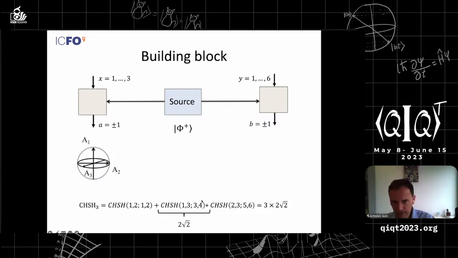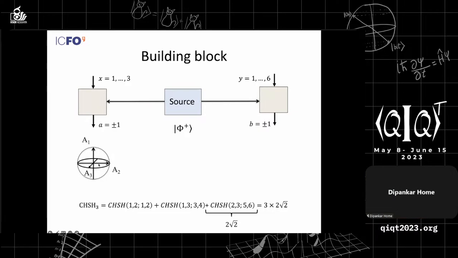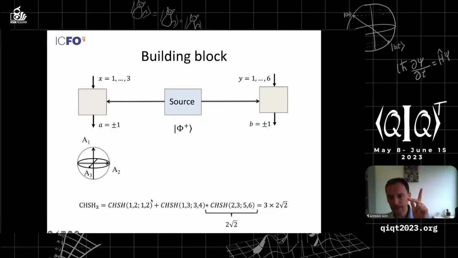But now I also want to find the maximum violation of CHSH with 2 and 3. So this tells me that this angle has to be also 90 degrees. So if you want to maximally violate these three at the same time, you have to prepare this state, and the settings on Alice's side have to be, say, X, Y, and Z, up to local unitaries.